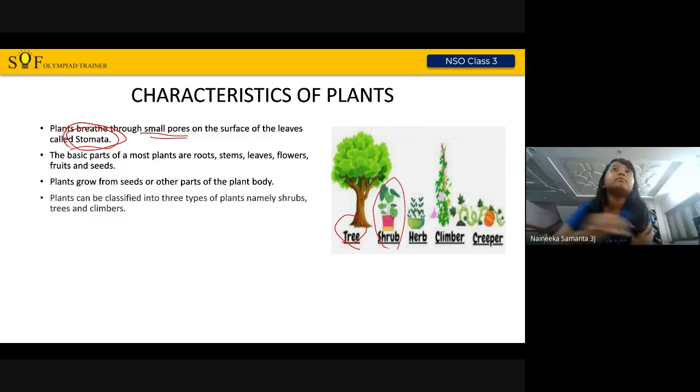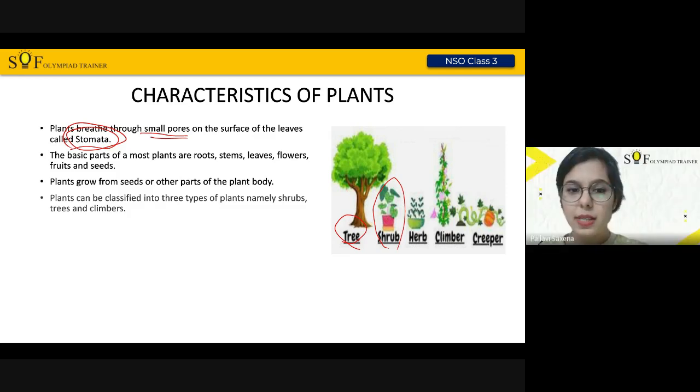Yes, ma'am. And I think we discussed climbers and creepers also. These are basically plants which grow with the help of a support, right? Which can move in response to or in the presence of a support. Clear, children?